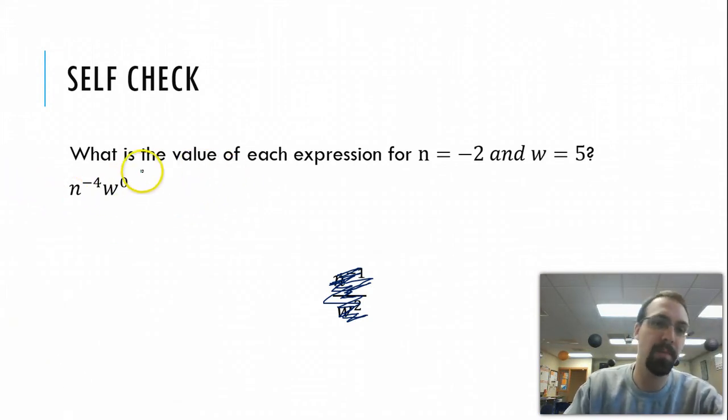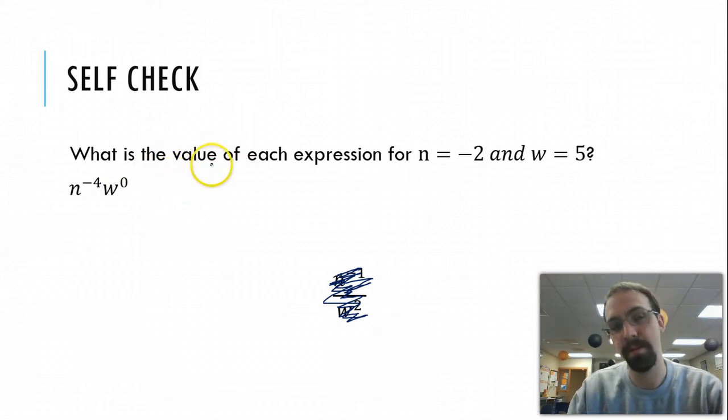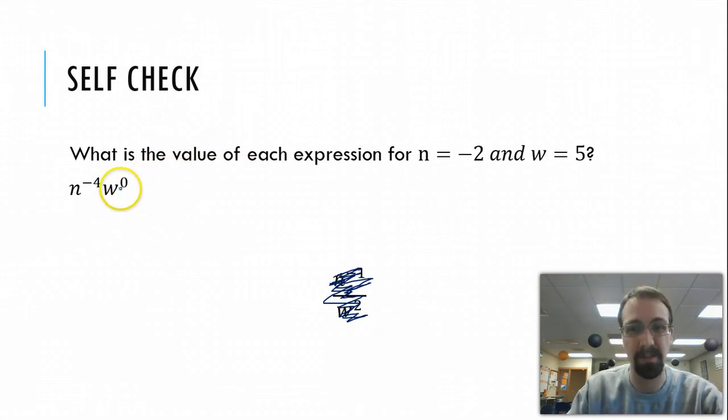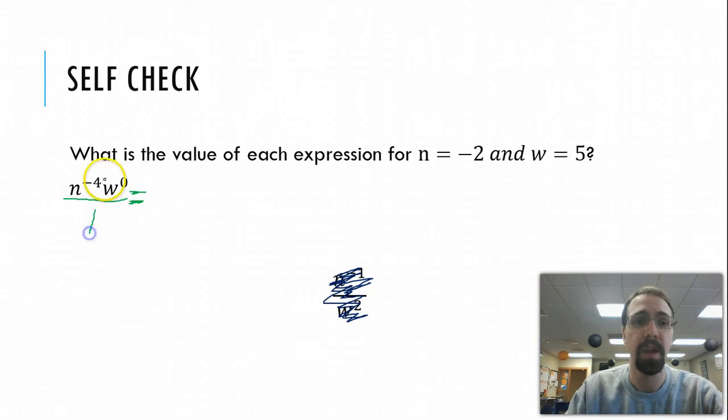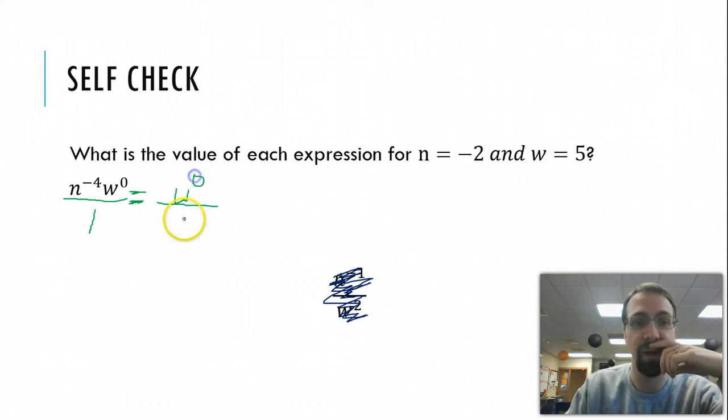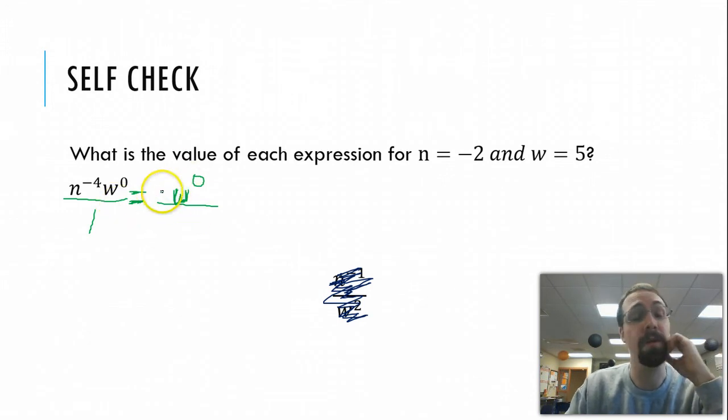N to the negative 4th power times w to the 0 power. So personally, I think it's easier to actually simplify everything first, because you might see something that saves time later on. So first I'm going to put this over 1, and I know I need to take care of that negative exponent. So I have w to the 0th power on top, and then n to the 4th on the bottom.